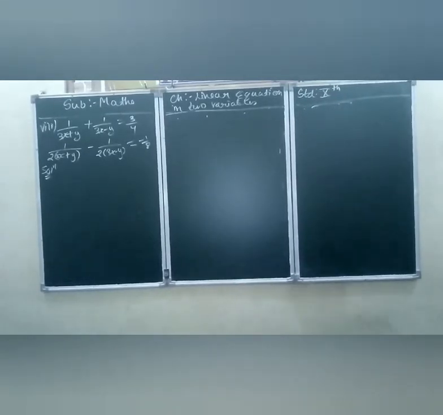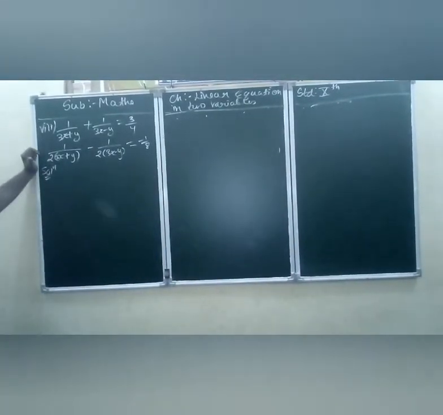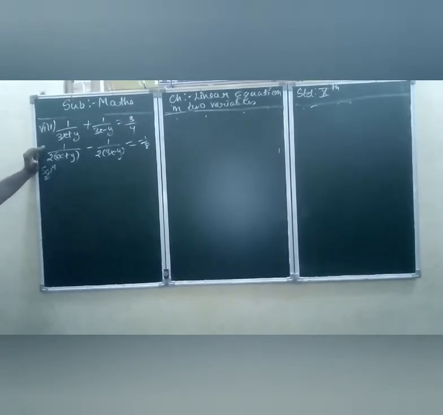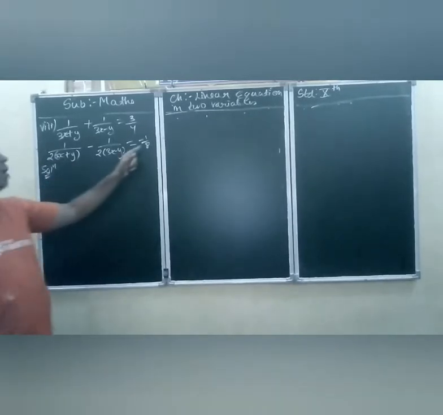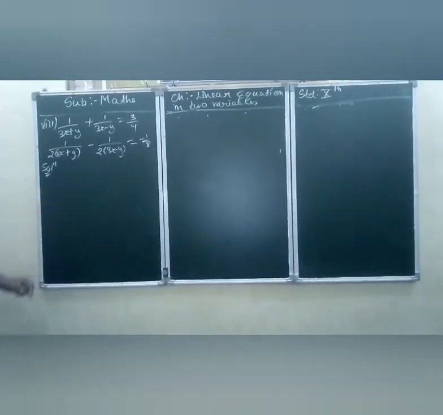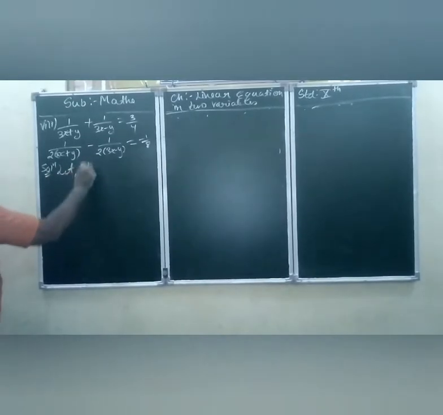Okay, now see the question. Question number 8: 1 by 3x plus y plus 1 by 3x minus y equal to 3 by 4, and 1 by 2 in a bracket 3x plus y minus 1 by 2 3x minus y equal to minus 1 by 8. So here the value 1 by 3x plus y is common in this equation, and 1 by 3x minus y.